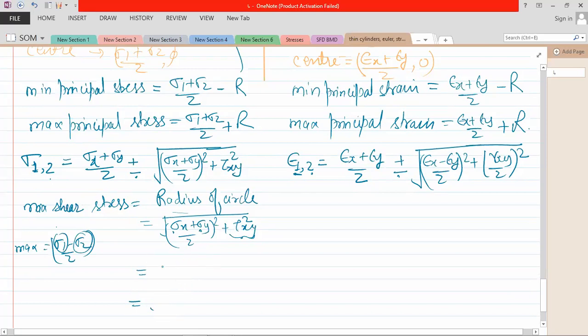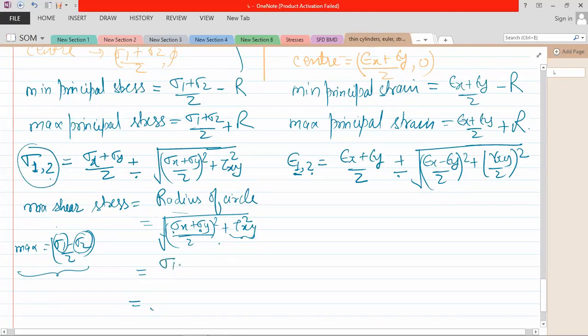So in just a couple of seconds, you will clearly understand how to find this. I used to write this value or this value. Both values are correct. How are they correct? These are not the principal stresses. These are the principal stresses. So this is your principal stress. The radius of the circle is the maximum shear stress.